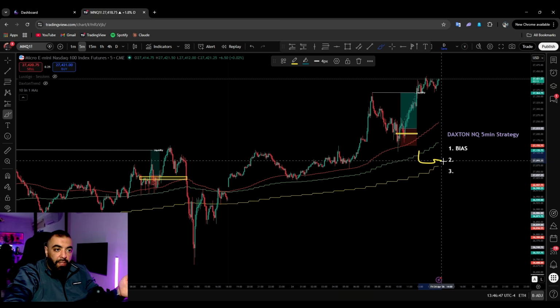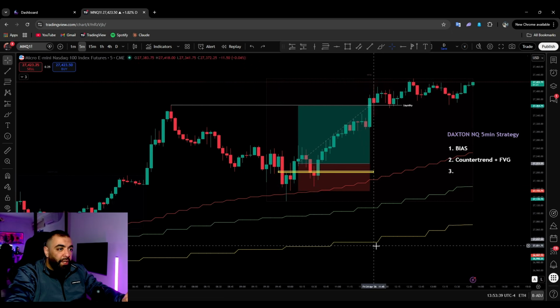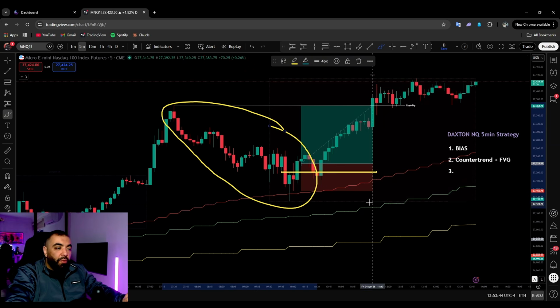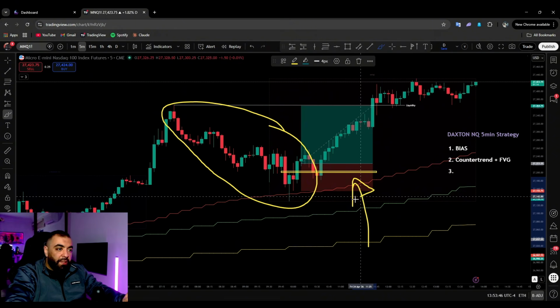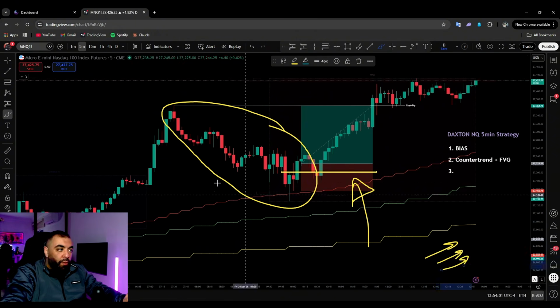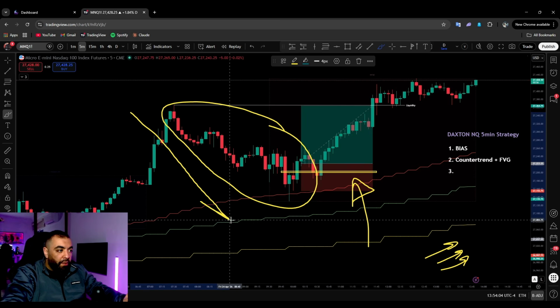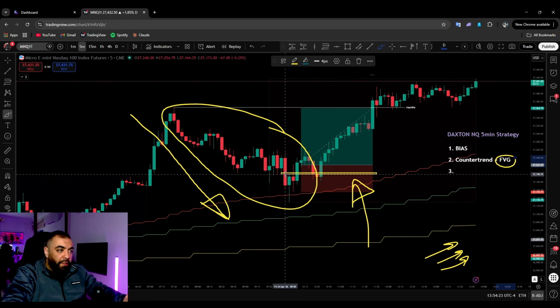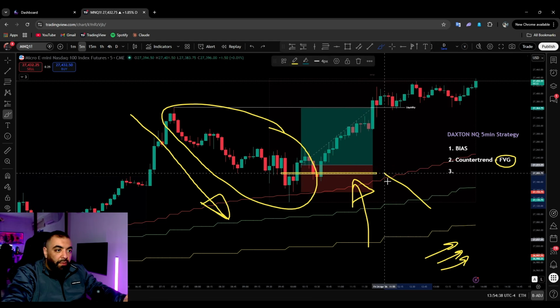Now let's go to the second step. Since we are bullish today, we want to see a bearish counter trend. And we want to see a fair value gap inside this bearish counter trend. That means market is clearly bullish. We need to see a pullback going down. And we need to find the fair value gap inside this counter trend. If you can see, there is one here.